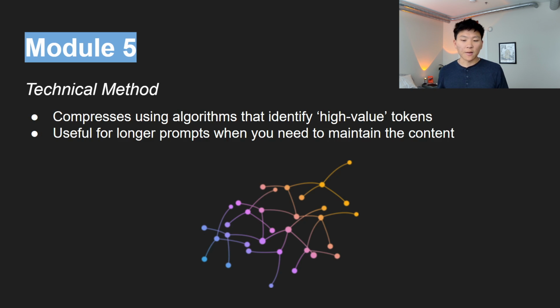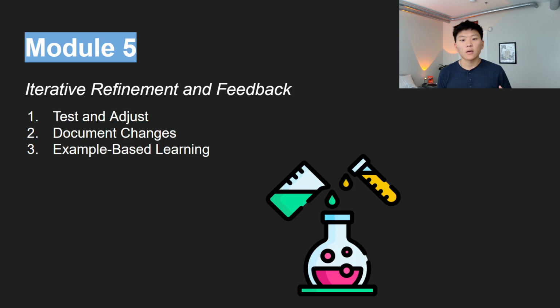So just to recap, efficient prompt compression will significantly reduce your costs over time, and you can do that in a couple methods. And if you want to check out the technical method, definitely go check out Mark's channel. Now let's talk about iterative refinement and feedback loops.